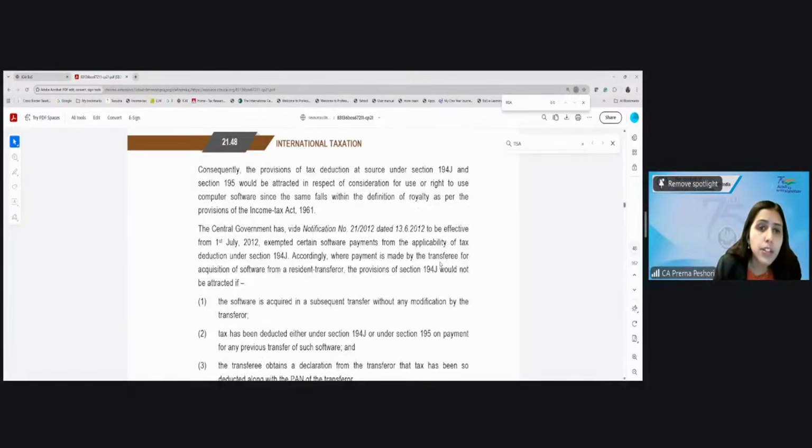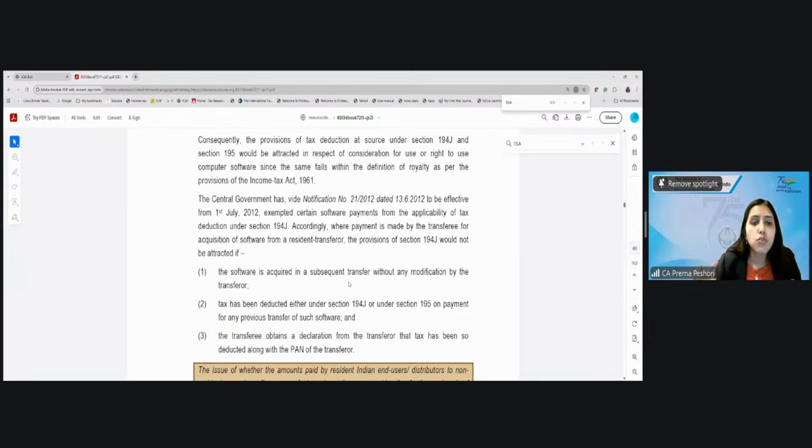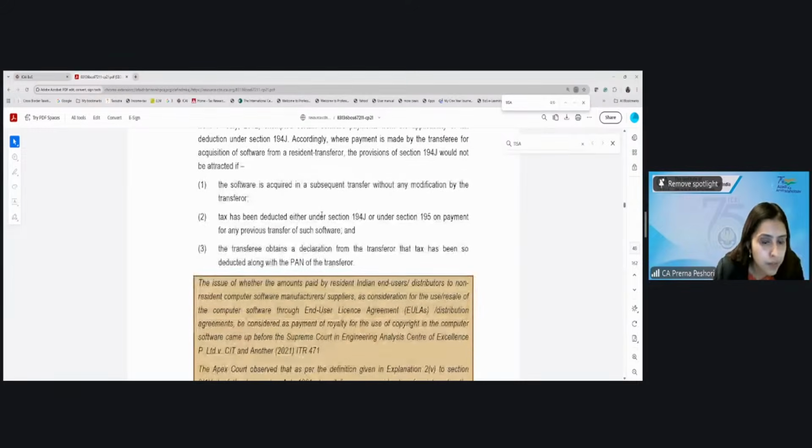However, if you remember under the TDS provisions, there is a provision under 194J which says that if the software is acquired and the TDS has already been paid on it, and then you are just reselling the software, then the reseller need not deduct the TDS if it has already been deducted at the first tranche. So in a subsequent transfer, the TDS should not be deducted if there is no modification to the software.